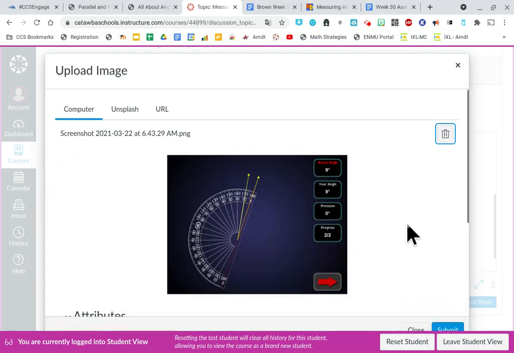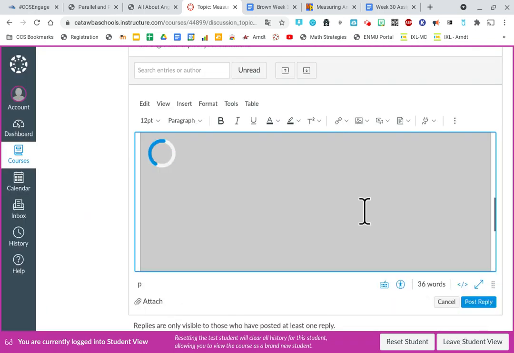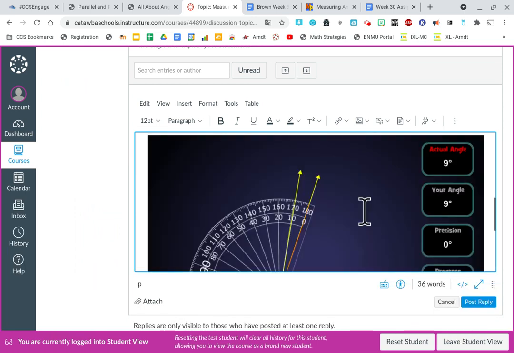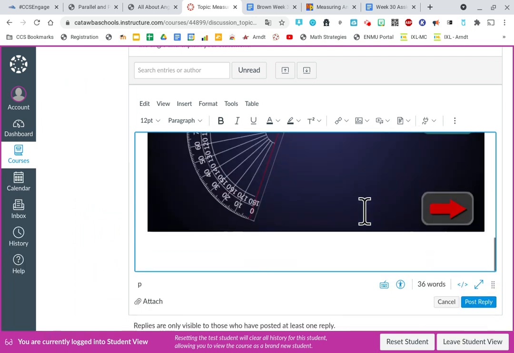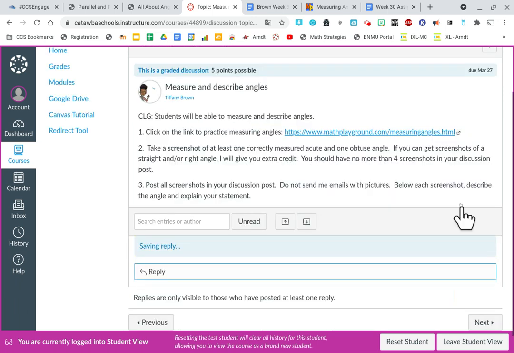Okay, now technically all I'm requiring you to get is an acute and obtuse angle that is correctly measured. However, if you can get a straight angle and a right angle, I will give you extra credit. And you might be like, well, how am I going to get the acute angle and right angle? You're going to have to keep measuring it until it gives you an acute and right angle. And I don't know, it might take you 10, 20 measurements to get an acute and right angle. Anyway, after I'm done, I'm going to press post reply.